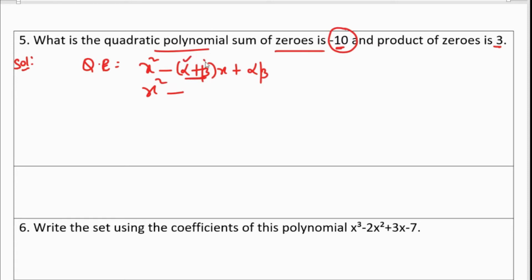One zero is alpha, another is beta here. So it is minus 10 plus product of zeros. Alpha into beta is the product, which is given as 3. So x square, I forgot to keep x here. Minus into minus is plus 10x plus 3 is the quadratic polynomial whose sum is minus 10 and product is 3.